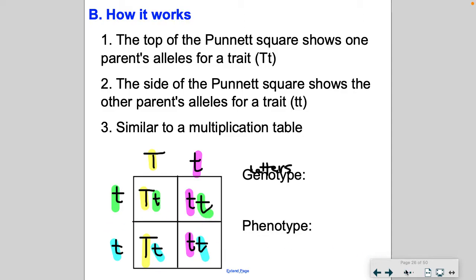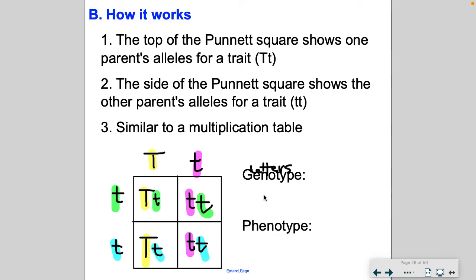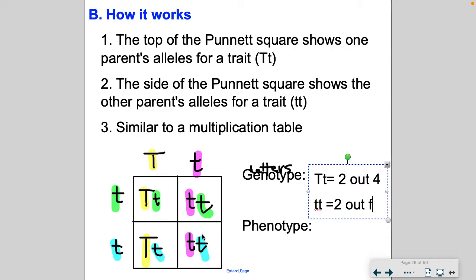So I take a look at this square here, right? How many different combinations do I see? Okay, I see a big T, little t. And that's a big T, little t. And I also see a little t, little t. How many of the squares are big T, little t? 1, 2. So I'm going to say 2 out of 4. And how many of the squares are little t, little t? 2 out of 4.